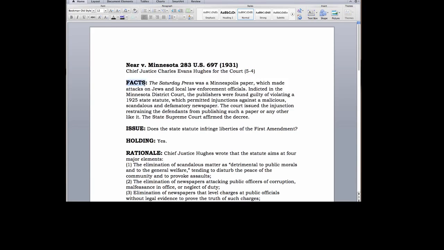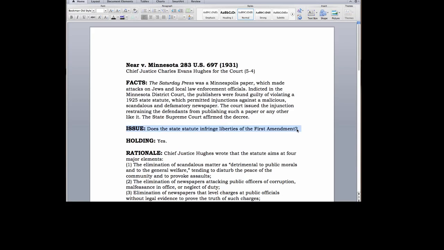Then you need to establish the facts. In this case, it involved a rather outrageous newspaper in Minneapolis, and it violated a Minnesota state statute. And so here you need to keep track of, it was in state court, then it went to the state Supreme Court, and then now it goes to the U.S. Supreme Court, where the justices have granted what's called certiorari, or cert, to hear the case.